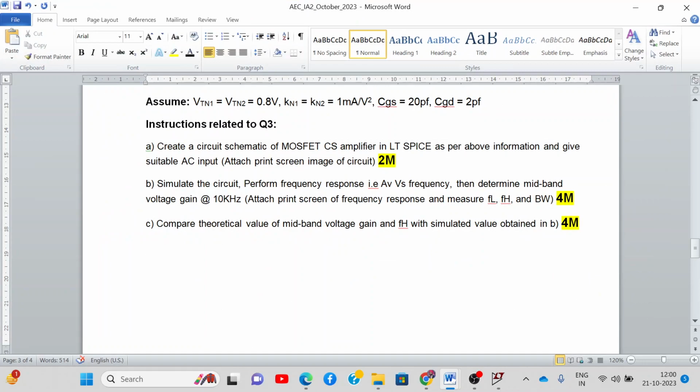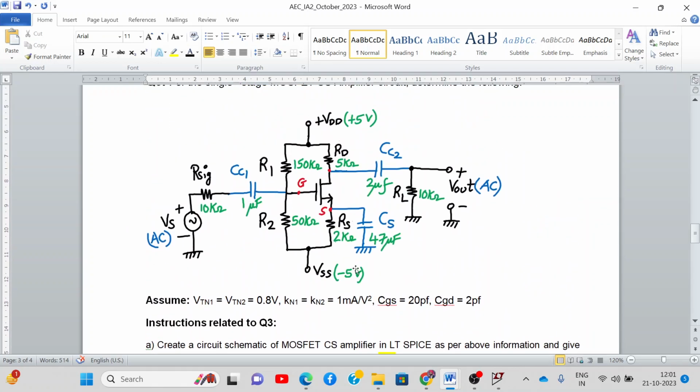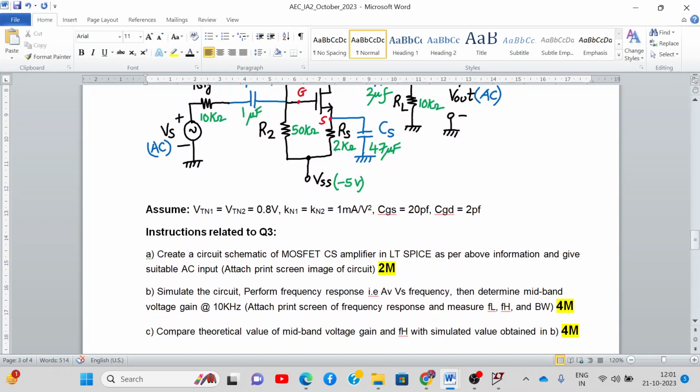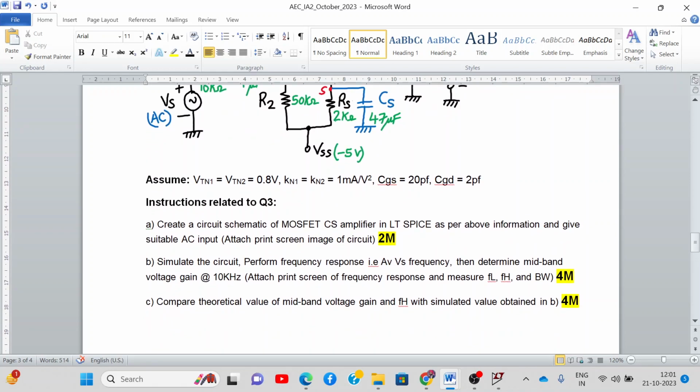This has 4 marks. Point number C has 4 marks, point number B has 4 marks. So this is the way you get the entire 4 marks, and these calculations are a little lengthy. For midband gain and FH, you have to calculate first the DC parameters, then the AC parameters, and then the midband gain, and finally the FH value. So it's a numerical. This point C is a little lengthy, but a sample example was already given to you all, so you can refer to that and quickly calculate these values. Only some parameters are different.